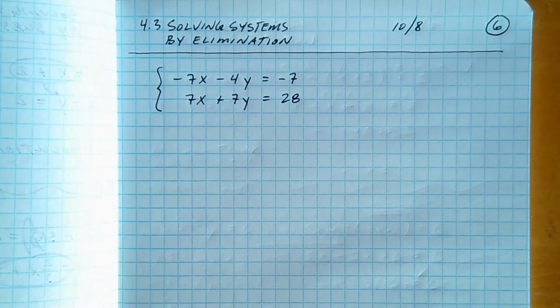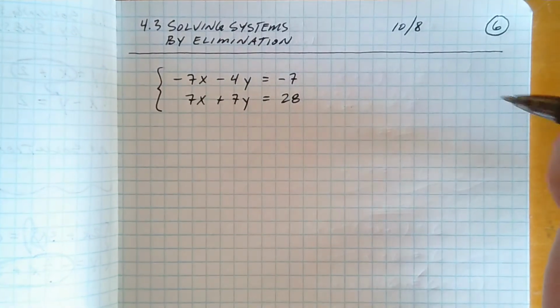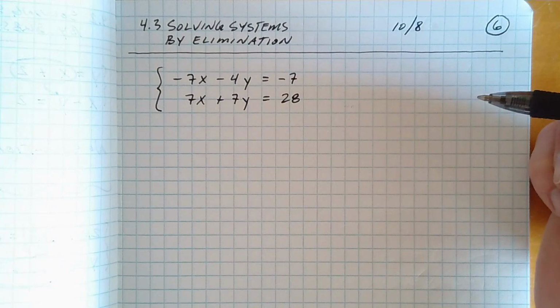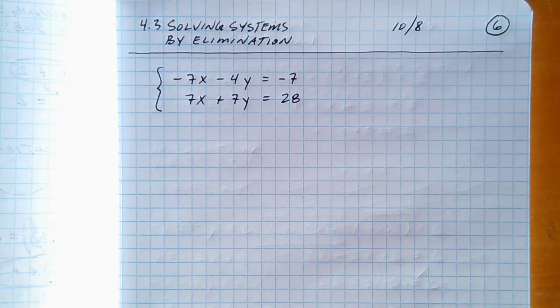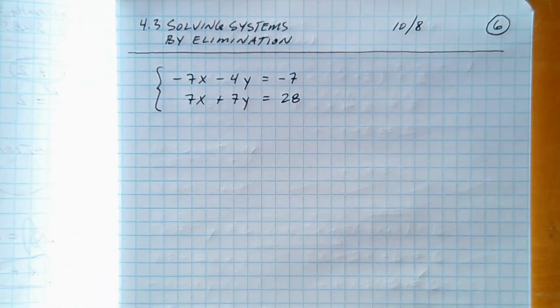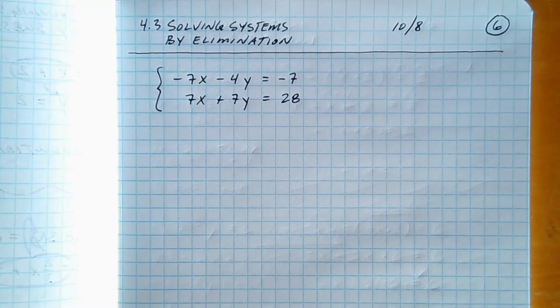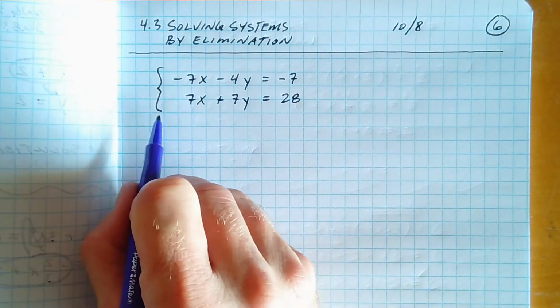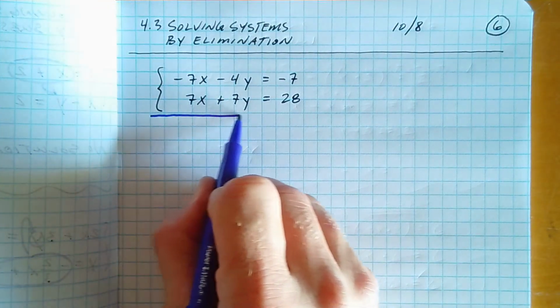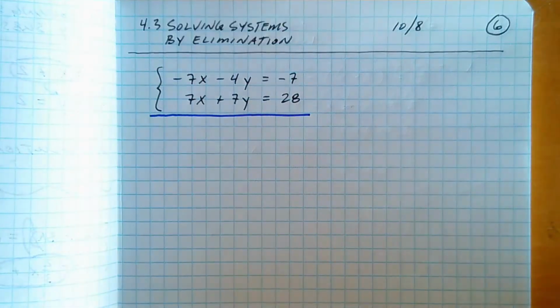All right, so this will be the first one that we solve. We have negative 7x minus 4y equals negative 7, and 7x plus 7y equals 28. So solving by elimination works great, especially when the equations are arranged in standard form like these ones are. So what we're going to do is add these equations together. All right, I'm going to add them together.